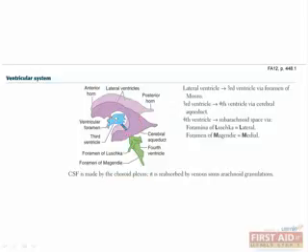What is the path by which the lateral ventricle drains into the third ventricle? The foramen of Monro. And what is the path by which the third ventricle drains into the fourth ventricle? Right, the cerebral aqueduct. Now, the fourth ventricle has 3 outflow tracts, the paired foramina of Luschka, L for lateral, and the foramen of Magendie, M for medial.